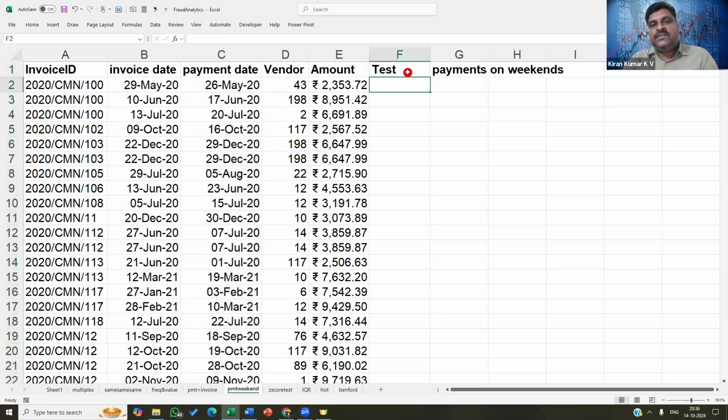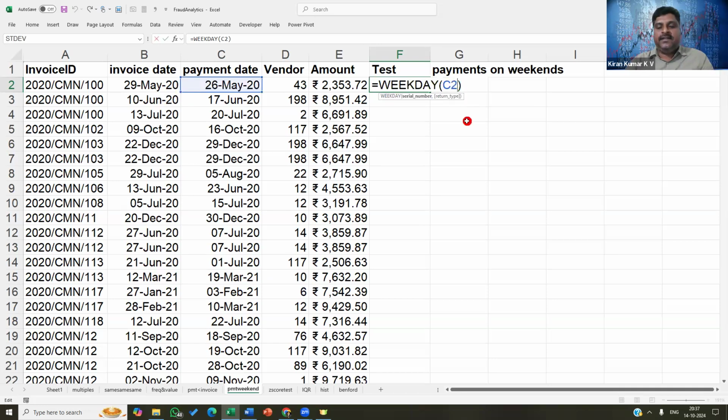For this, I'm going to use a function called weekday. What does weekday give me? If I type this, it gives me 3. So what does it mean? It means that if you take Sunday as 1, Monday as 2, Tuesday as 3. So 26th May is a Tuesday. 3 means Tuesday. That is by default.